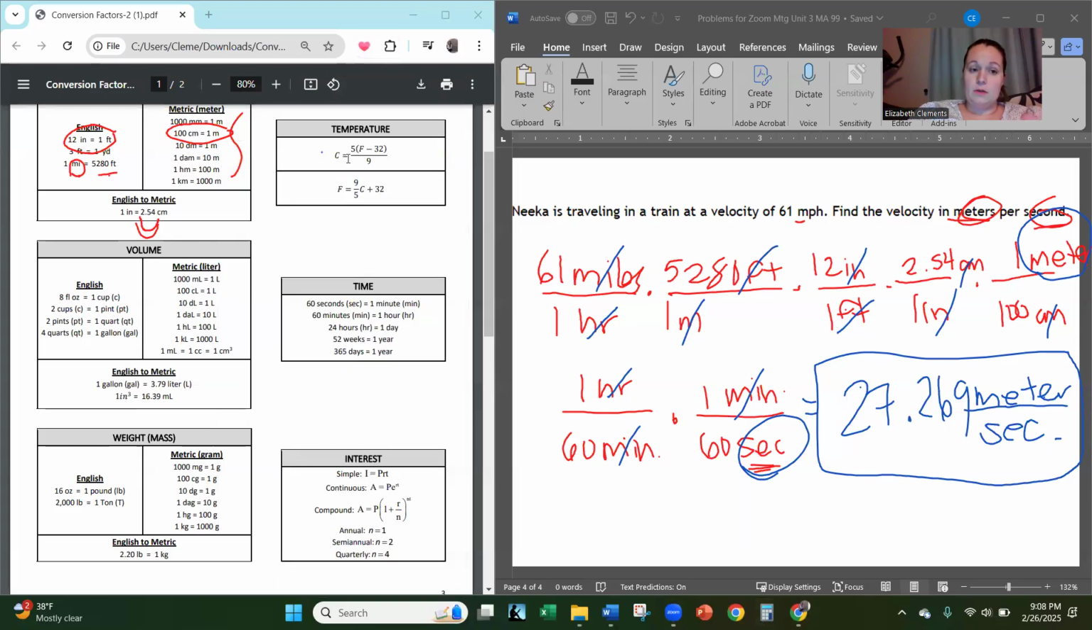And again, you can use the conversion chart on your test. You do not have to memorize these.